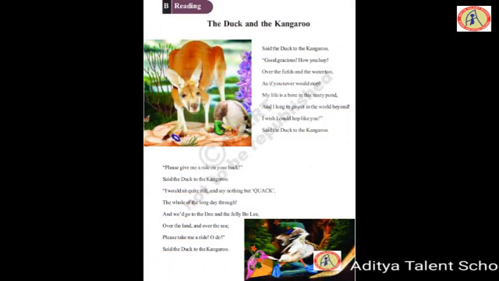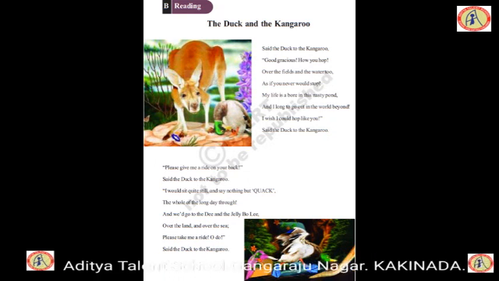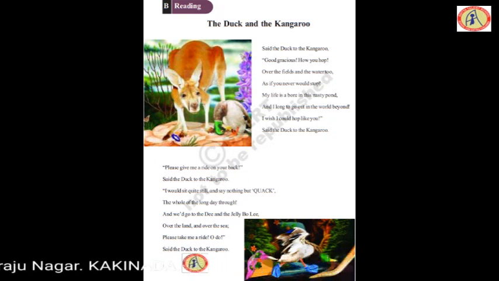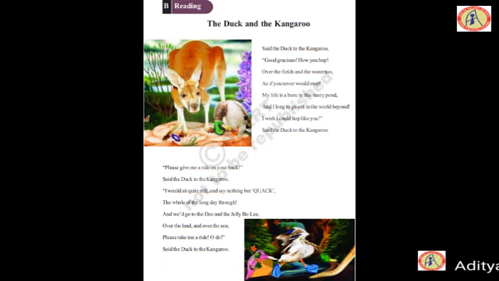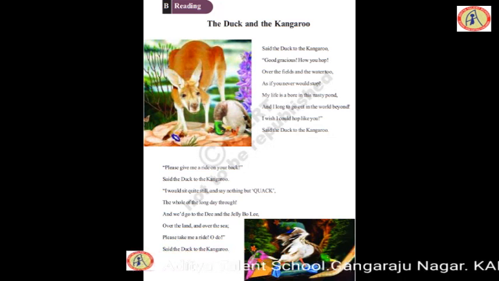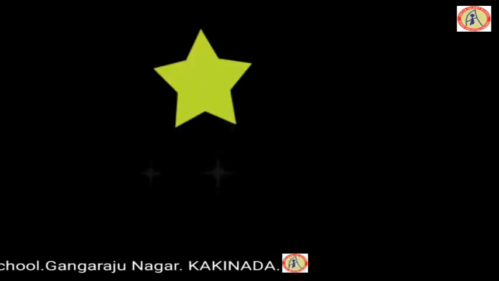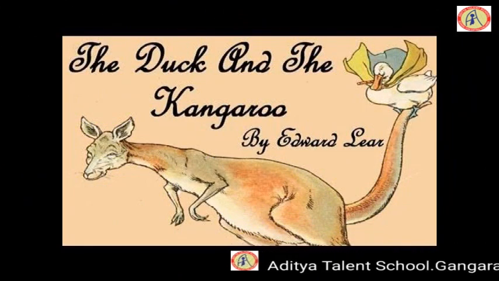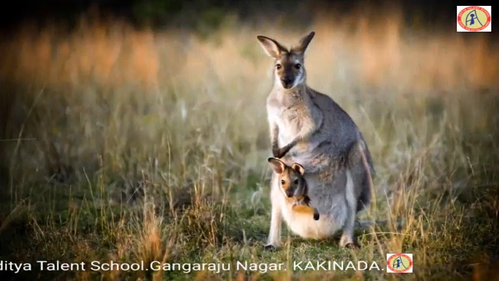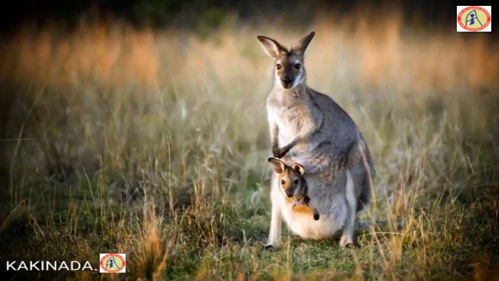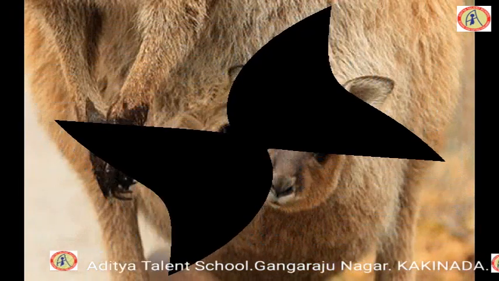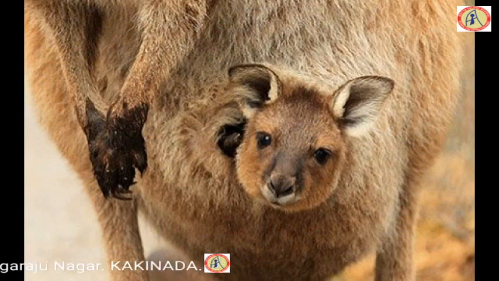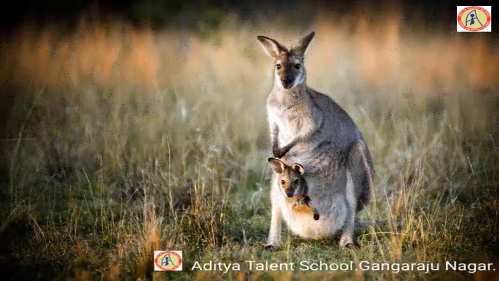As we know, the theme of unit 1 is humorous. Even the reading B also talks about the humorous. The Duck and the Kangaroo. See the poet showing our duck as well as the kangaroo. Kangaroo is a very gentle animal native to Australia. It carries its young, called a Joey, in a pouch in front of its stomach. It is herbivorous like a deer or a cow.